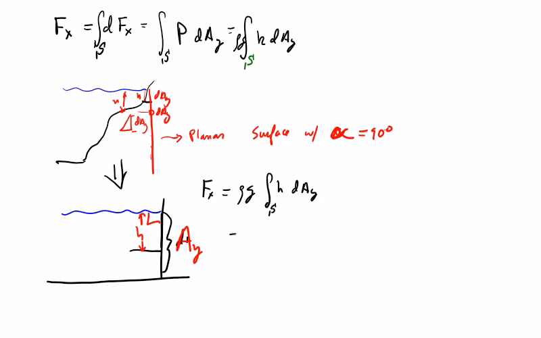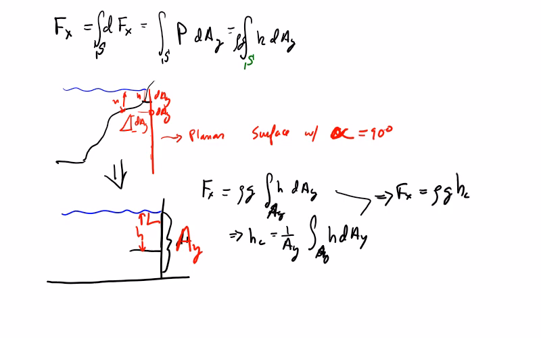Well, I could rewrite this, saying that my centroid is equal to 1 over the projected area, the integral over my projected area, and instead of S here, let's write Ay, over Ay of h dAy. Then I could combine these to say that the force in the x direction is equal to rho g, the height of the centroid of the projected area, times the projected area.